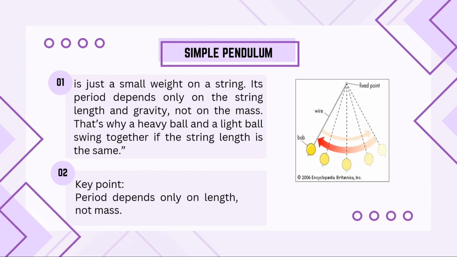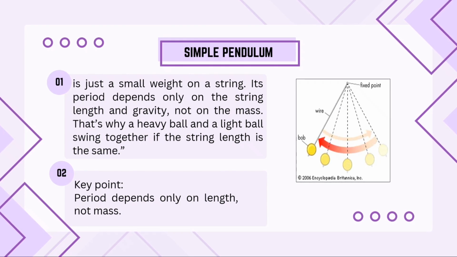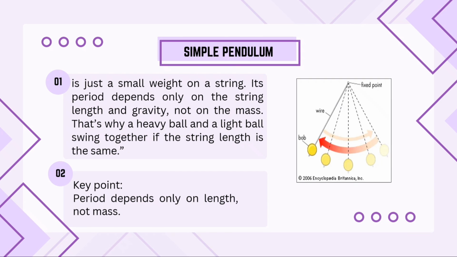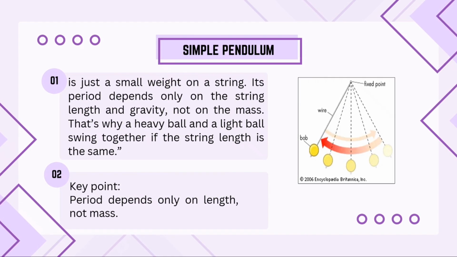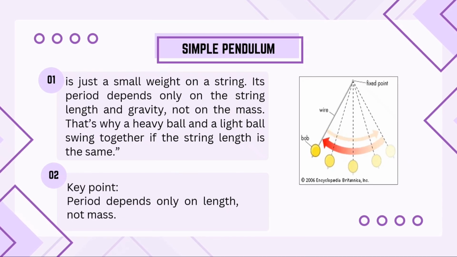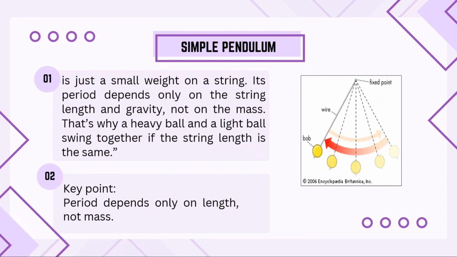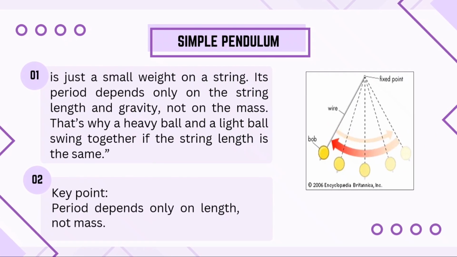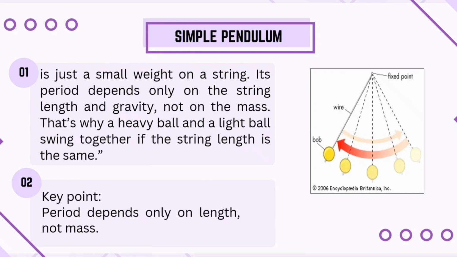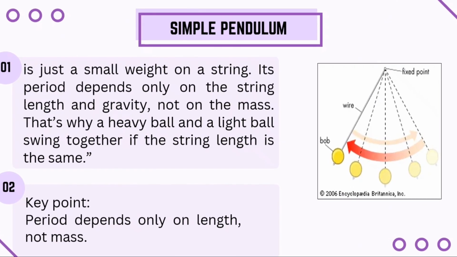Next, a simple pendulum is just a small weight on a string. Its period depends only on the string length and gravity, not on the mass. That's why a heavy ball and a light ball swing together if the string length is the same. A simple pendulum is made up of a small weight called a bob hanging from a light string. When you pull it slightly and let go, it swings back and forth in a regular motion. It does not depend on the mass of the bob.